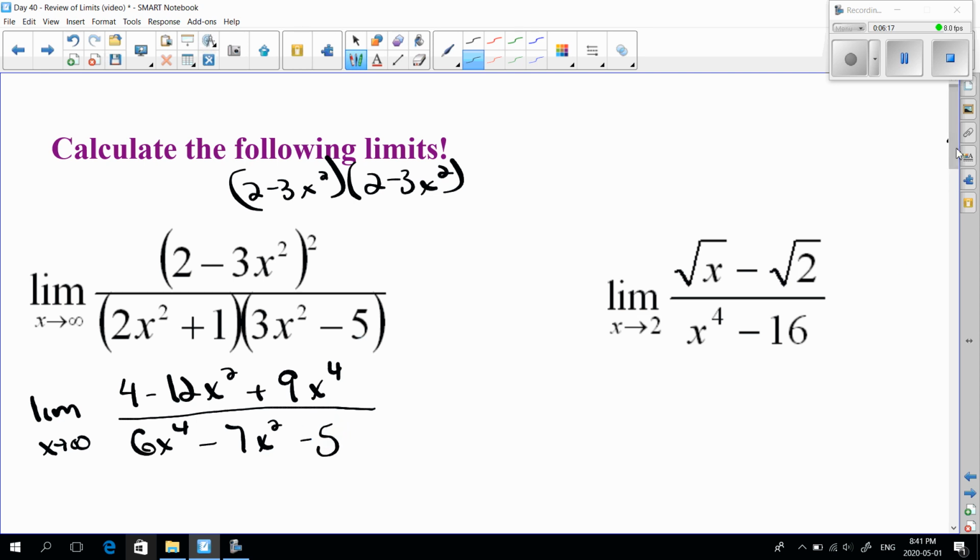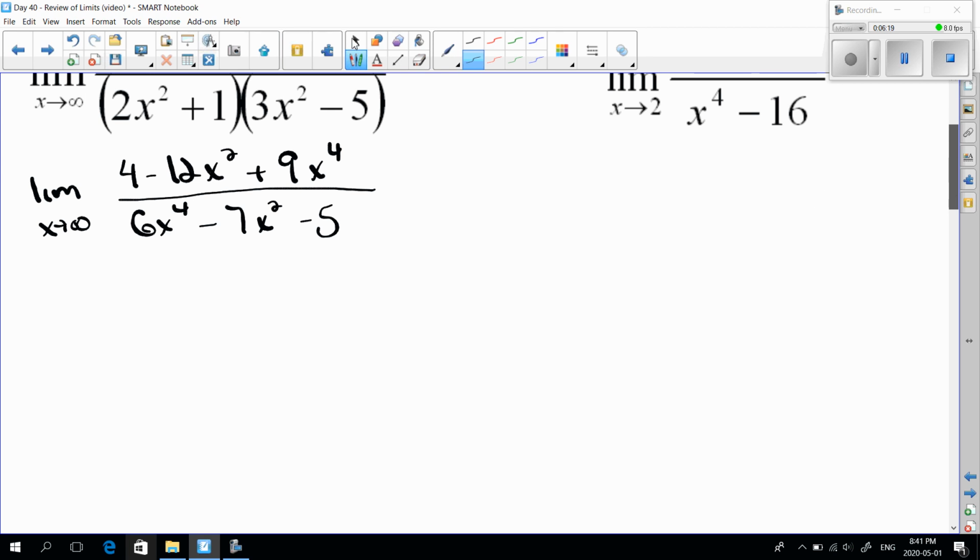Now, if you remember your rules, a quick way of doing this is: the degree of the numerator is 4, the degree of the denominator is 4. If they are the same degree, your answer will be the quotient of the leading coefficients. So what's in front of this x to the fourth? 9. In front of this x to the fourth is 6, which would give you 3 over 2.